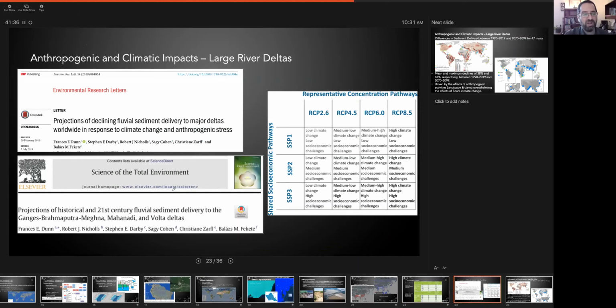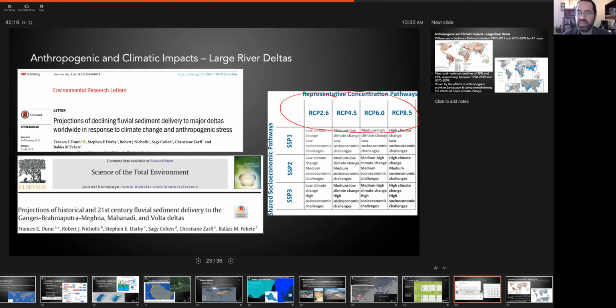Another example, which I really like, comes from a couple of papers that were published very recently, in the last couple of years, by Frances Dunn, who at the time was a PhD student at the University of Southampton in the UK. Now she's a postdoc in the Netherlands. What she did was use the model, again with somewhat similar but more extensive scenario testing. And she looked to the future, by the way, to the end of the 21st century, and she looked at different RCPs. These are the global climate change models, the general circulation models that are used to project the future climate.